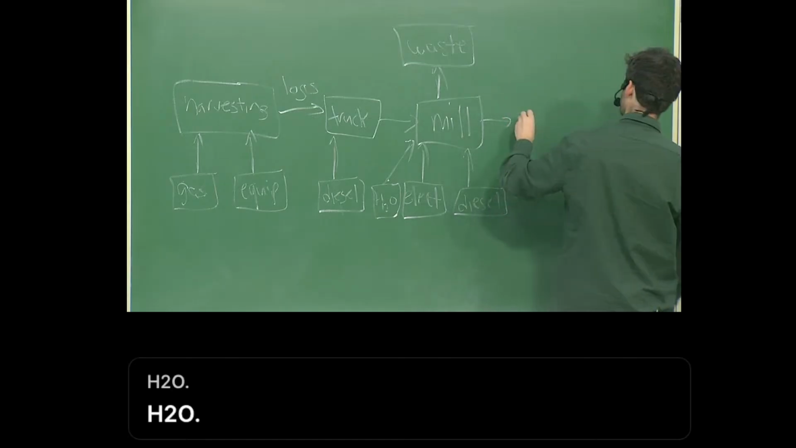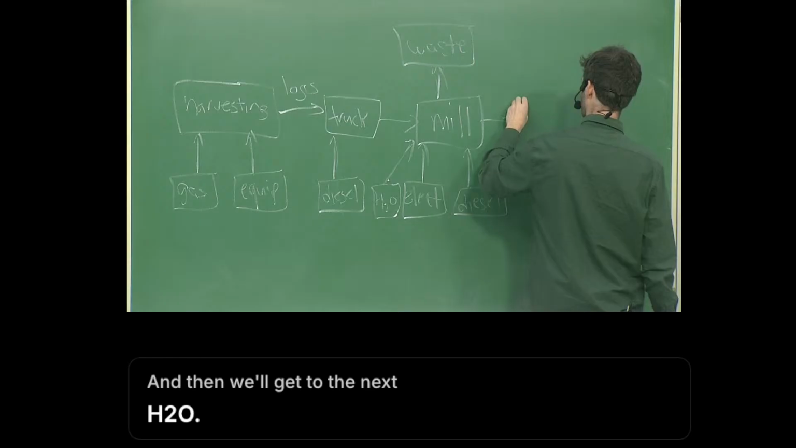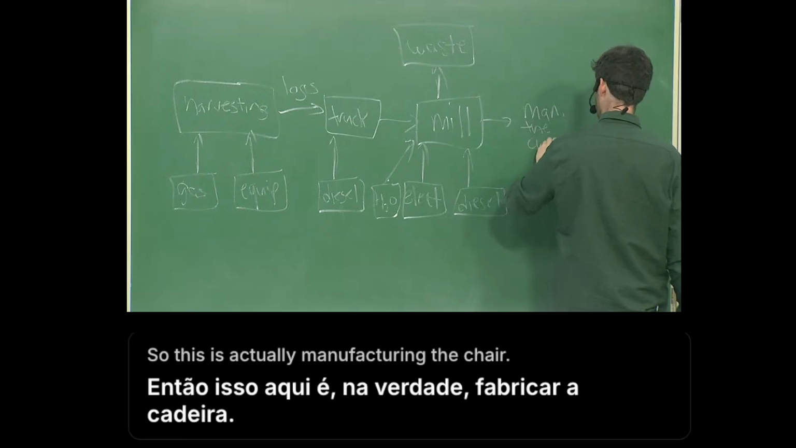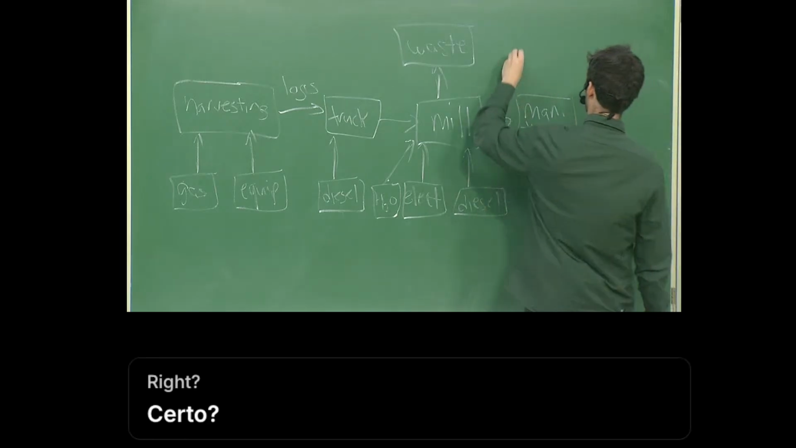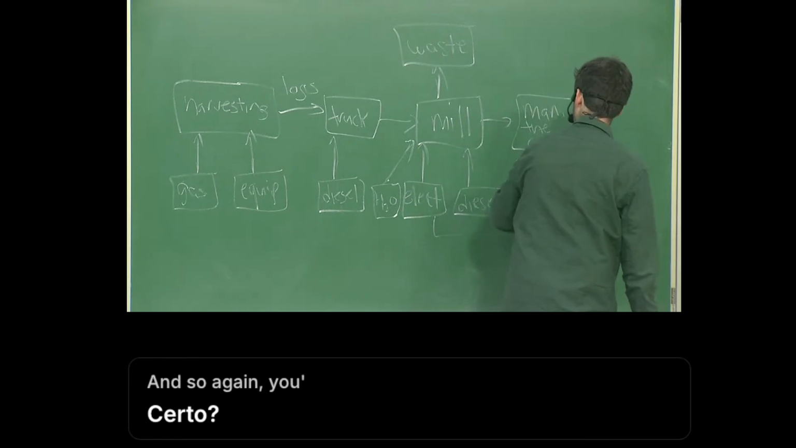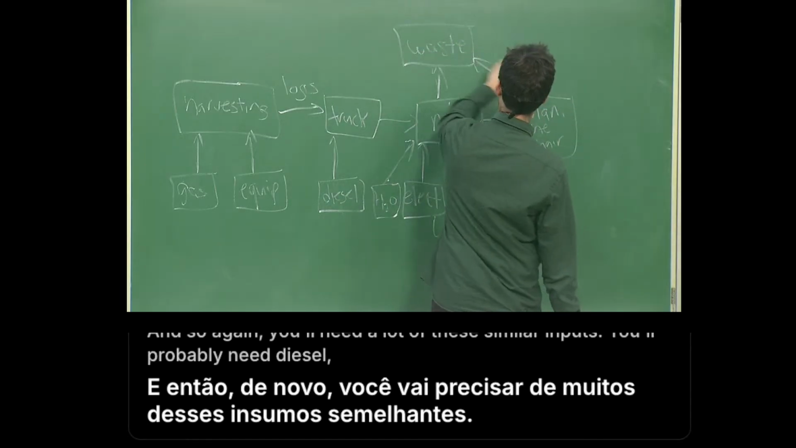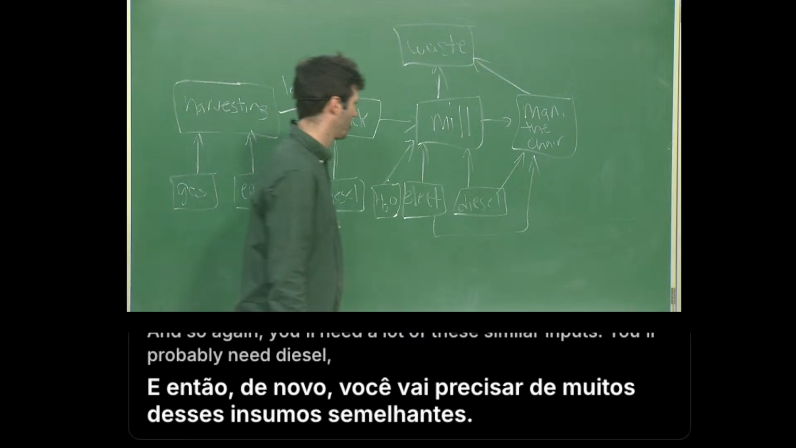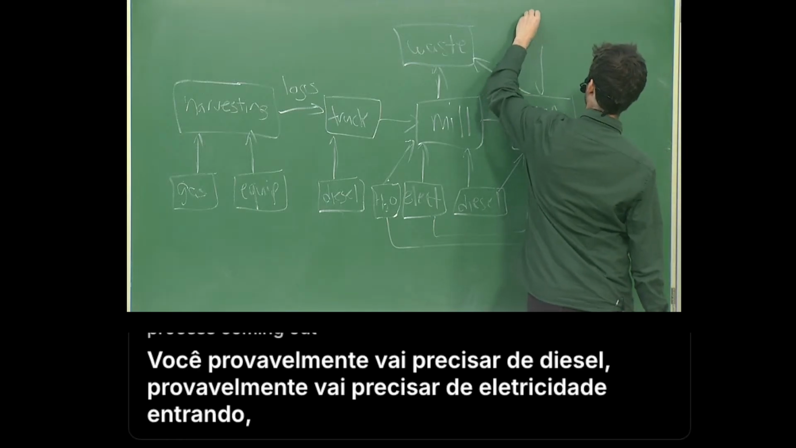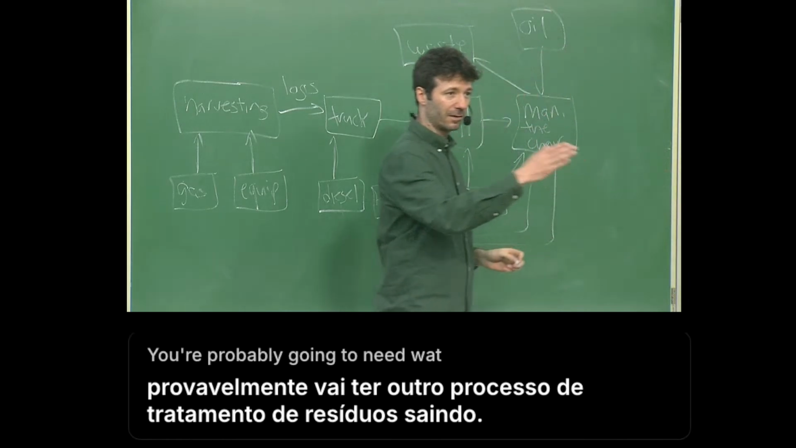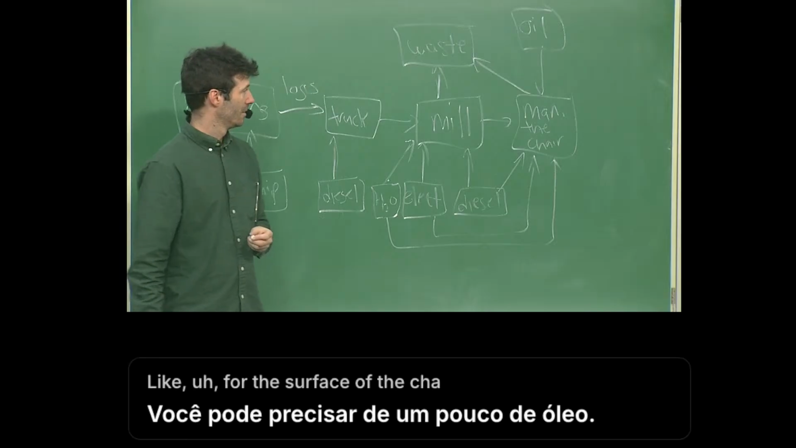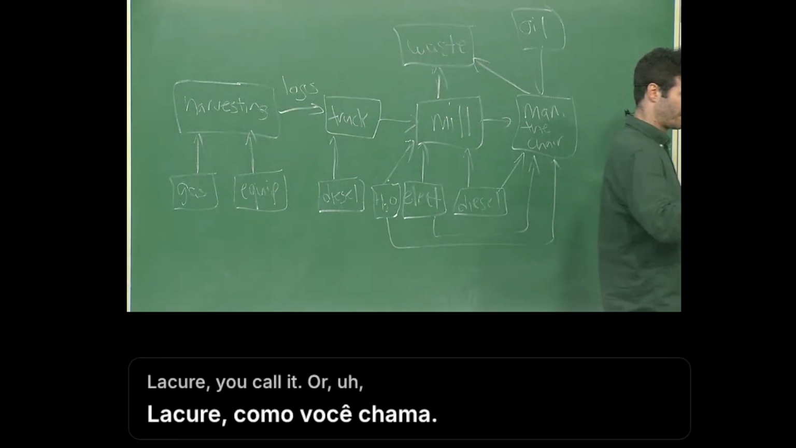It goes to the factory, so this is actually manufacturing the chair, right? And so again, you'll need a lot of these similar inputs. You'll probably need diesel. You're probably going to need electricity going in. You're probably going to have another waste treatment process coming out. Probably going to need water. You might need some oil, like for the surface of the chair, right? Lacquer, you call it, or like a finish for the surface.